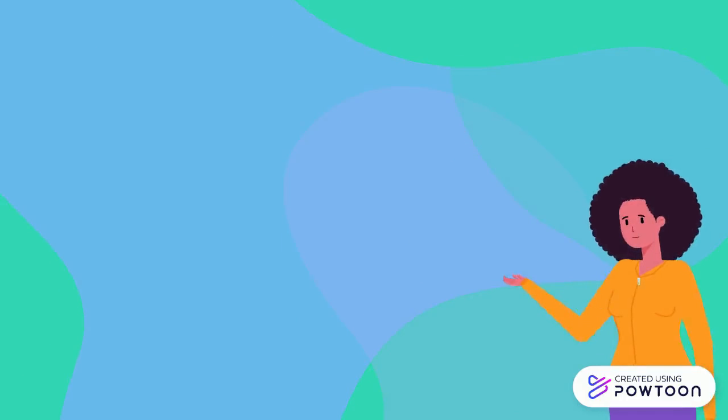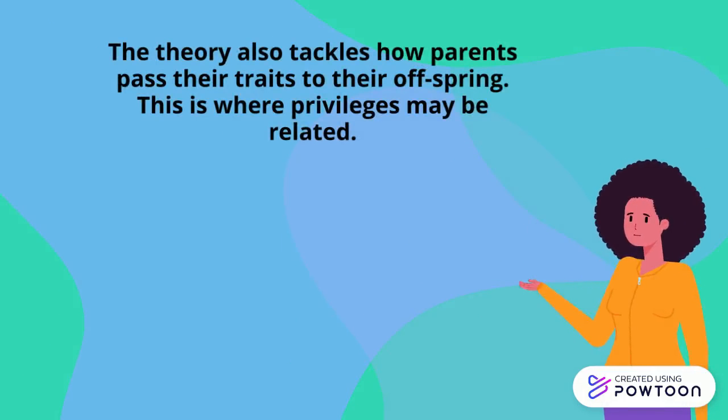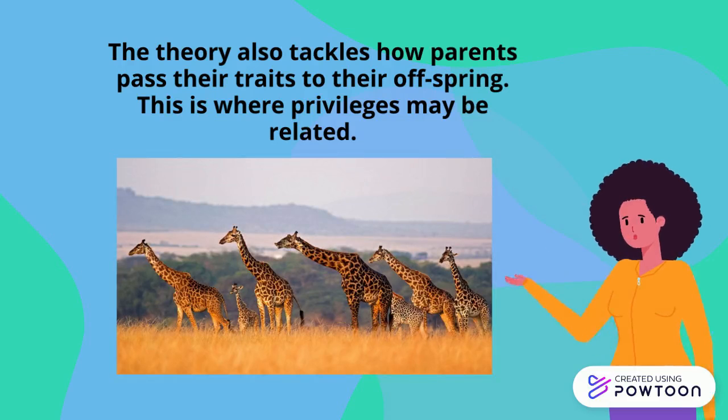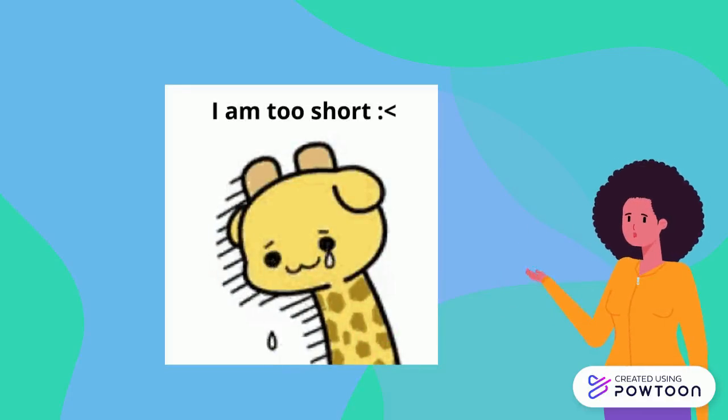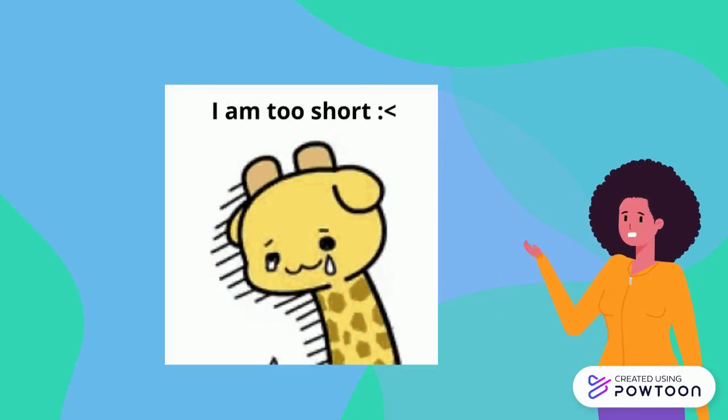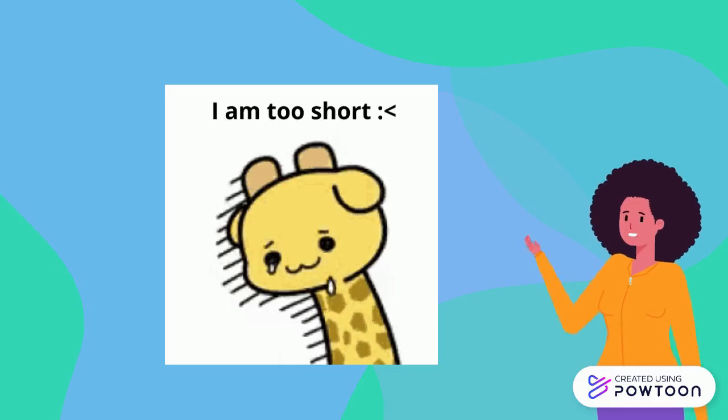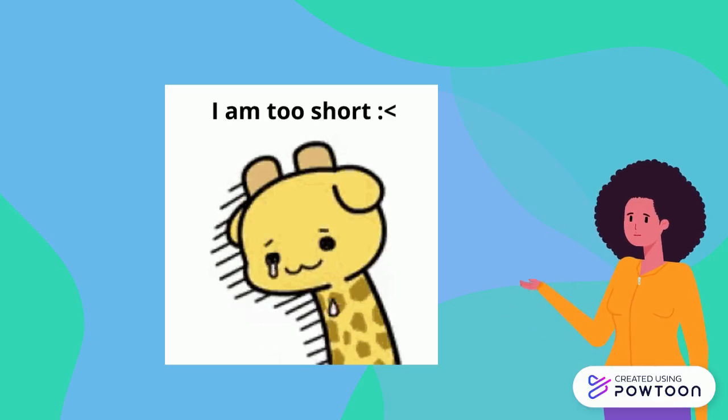The theory also tackles how parents pass their traits to their offspring. This is where privileges may be related. For example, giraffes born with tall legs because of having tall parents are more likely to survive because they get to eat food from trees, while giraffes that are small may not survive longer if their neck will not adjust through time because their food is on trees, which is hard for them to reach. Meaning, the giraffes we have right now exist because the short giraffes were not able to survive through time.